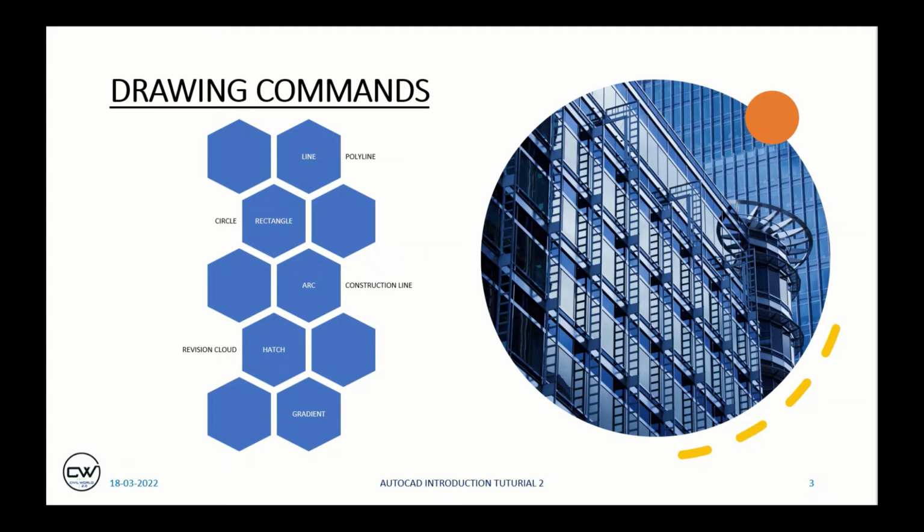Drawing commands. So line, polyline, circle. These are all small tools. This is the basic tools. First one it is line. Second polyline, circle, rectangle, arc, construction line. This is X line. Next revision cloud, hatch and gradient.